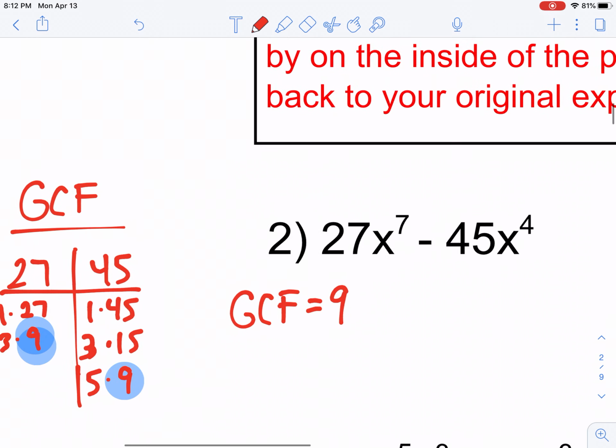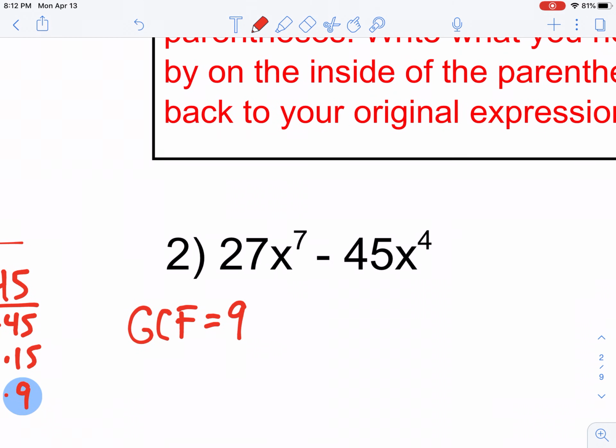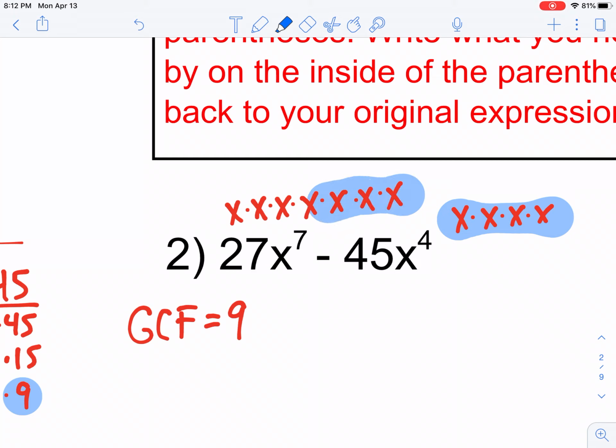Then we also got to look at the variables, though. So x to the 7th and x to the 4th, how many x's do they have in common? So x to the 7th is 7 of those x's. X to the 4th is 4. How many do they have in common? Well, they have 4 in common, right? Those 4 are common to those 4 right there.